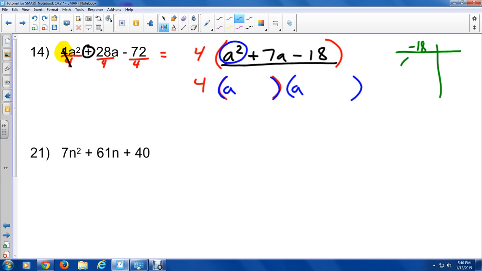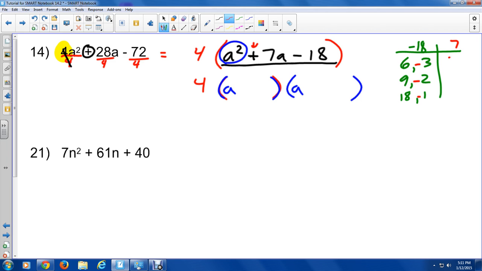I've got 6 and 3. I've got 9 and 2. I've got, what else do I have? 18 and 1. Did I miss anything? And I'm going to try to get a 7, but it's going to be a difference. Okay, I'm adding, but in the process of adding, I'm adding a positive and a negative. Since, again, I have a positive right here, I'm going to make my sign of my bigger number positive. So I've got positive 6, negative 3, positive 9, negative 2, positive 18, negative 1.